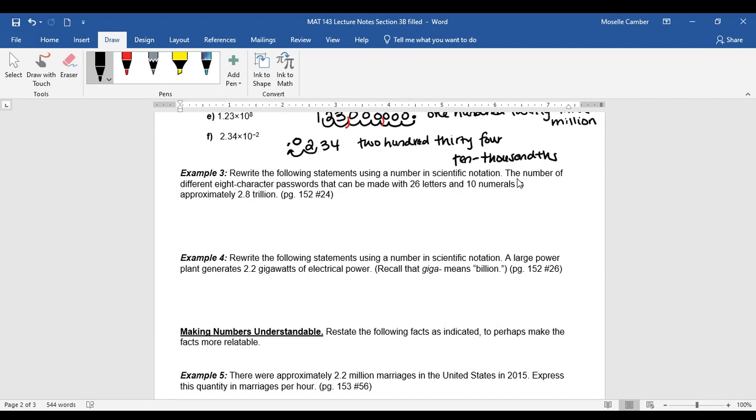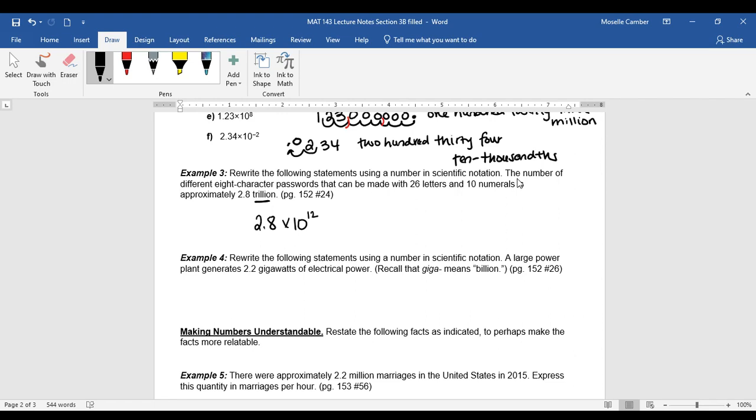Now luckily we already have only one non-zero digit in front of the decimal, so that one's good. Now to deal with this trillion. Remember, trillion is just a power of 10. So we can say 2.8 times 10 to the... trillion has 12 zeros, so it's 2.8 times 10 to the 12th. So anytime you see one of these power of 10 words, you can always change it to times 10 to that power.